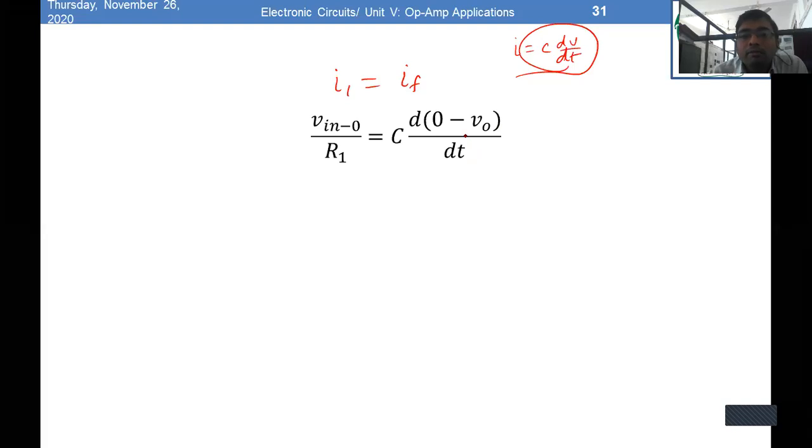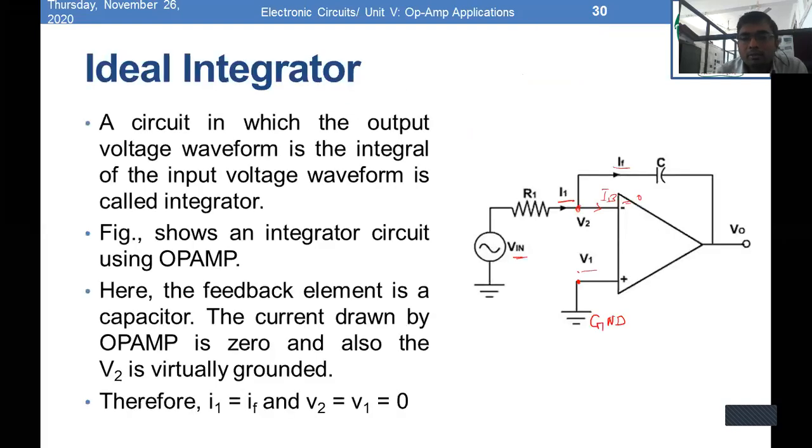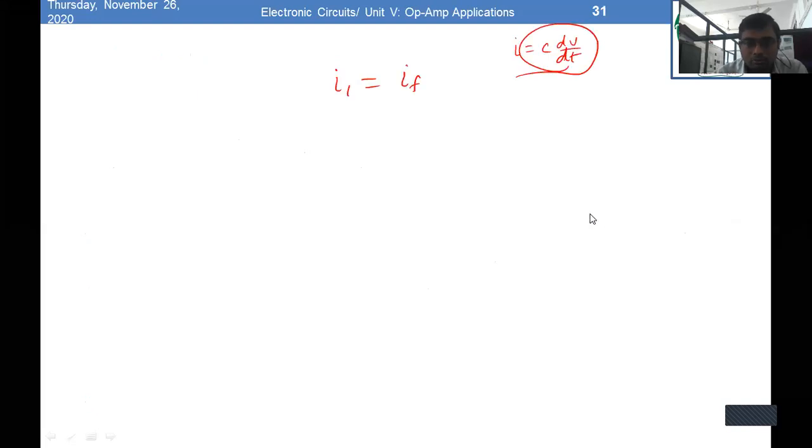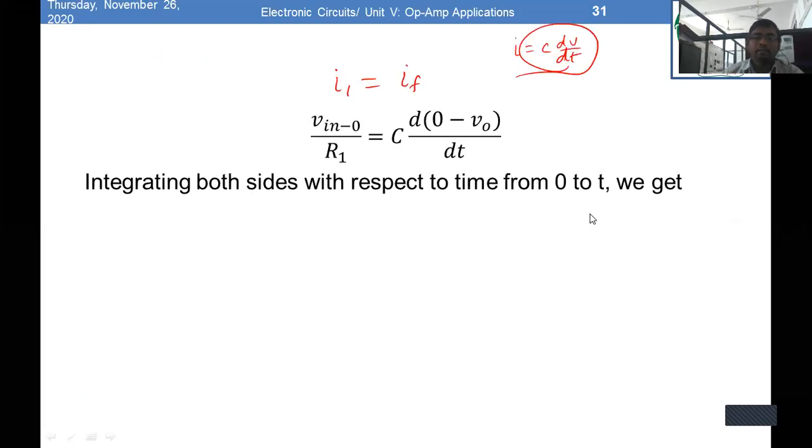If you find any difficulty, you can refer to the circuitry as well. So it is simply I1 equals V in minus V2, meaning 0, upon R1. Then IF is C d(V2 minus V0) upon dt. Okay, and V2 is here 0. So that's why it is written like this.